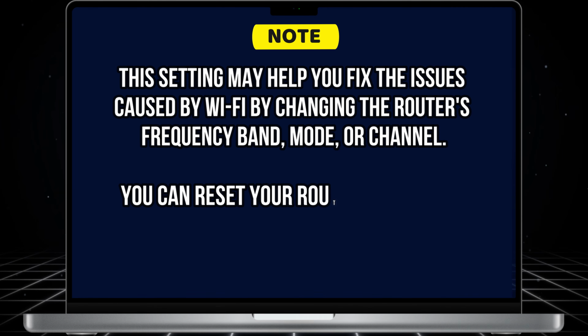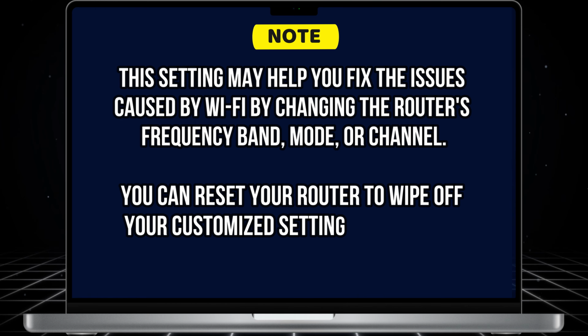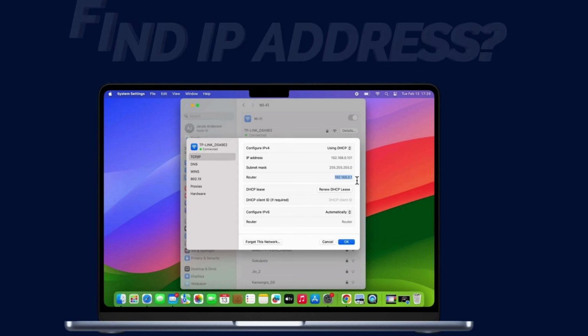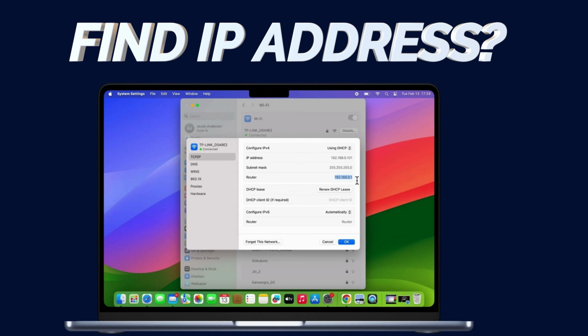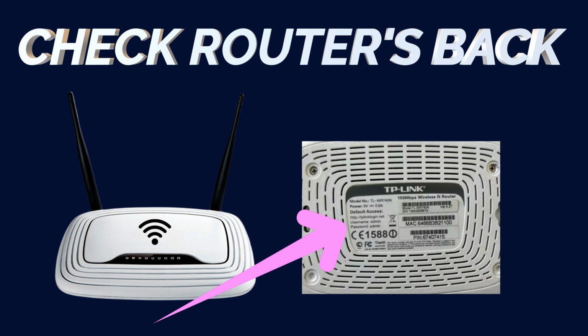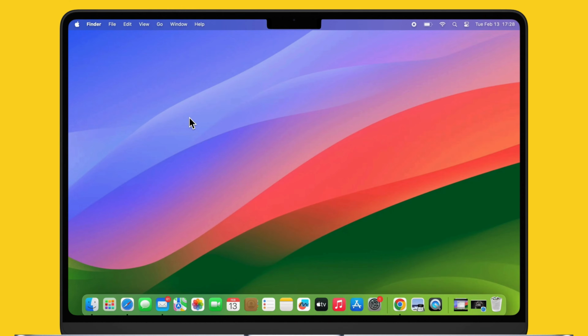You can reset your router to wipe off your customized settings or contact your internet service provider, if necessary, for help. For that, you must know your router's IP address, or check the backside of the Wi-Fi router for the login page with the username and password. You can find it by following the steps on the screen video.